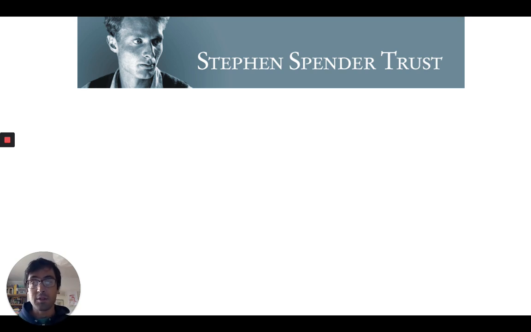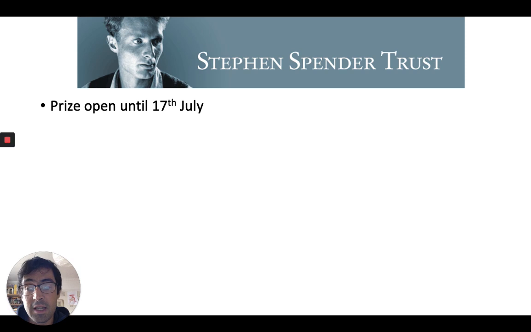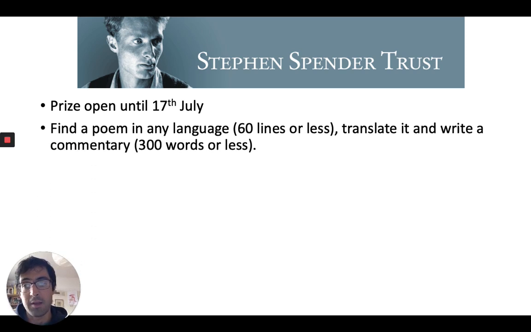In case you haven't heard about the prize yet, the Stephen Spender Prize is an annual poetry translation prize. Entries for this year are open until the 17th of July. All you have to do to enter is find a poem in any language that is 60 lines or less, translate it, and write a commentary of 300 words or less.